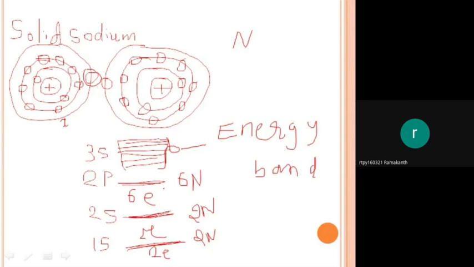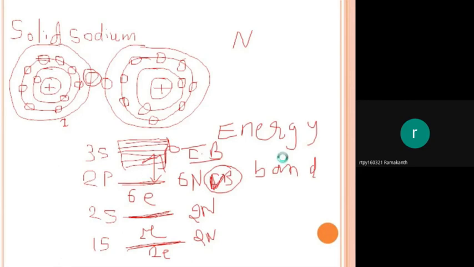This is called the valency band, where the valency electrons are completely filled, and this is called the conduction band, where you find free electrons. There is a gap between the valency band and the conduction band, where there are no energy levels in between them. That is called the energy band gap.